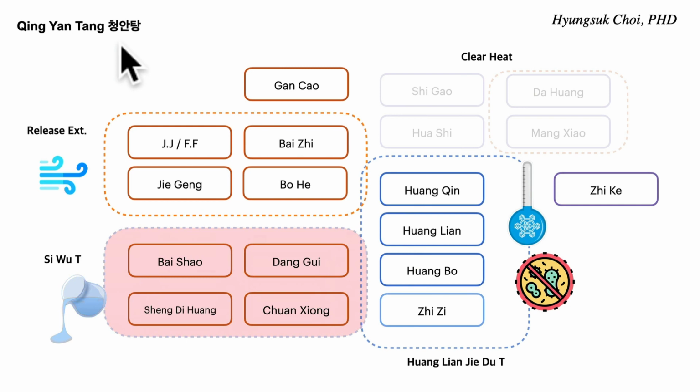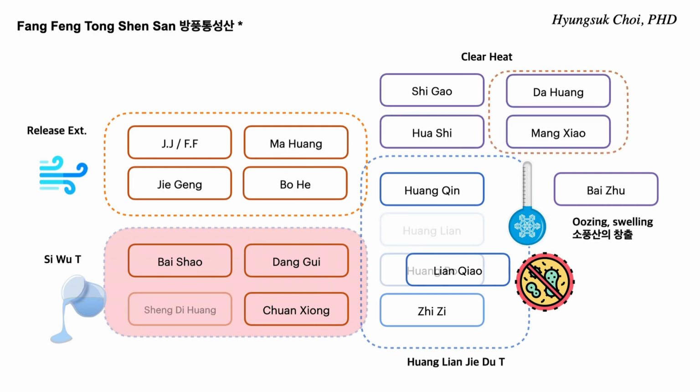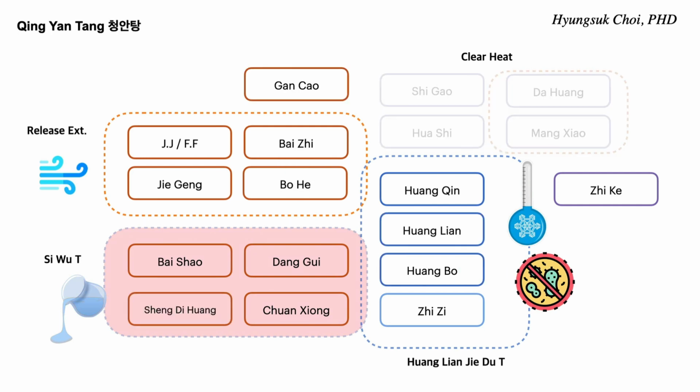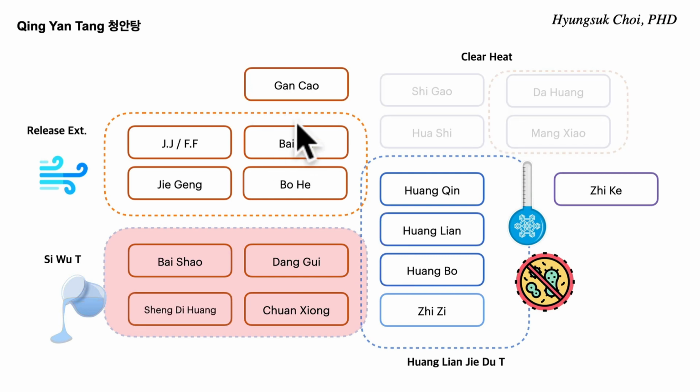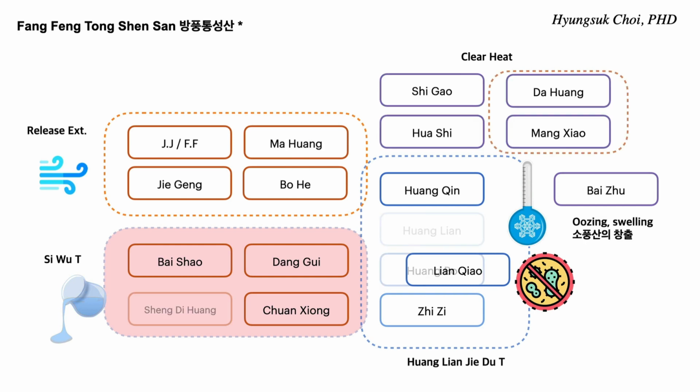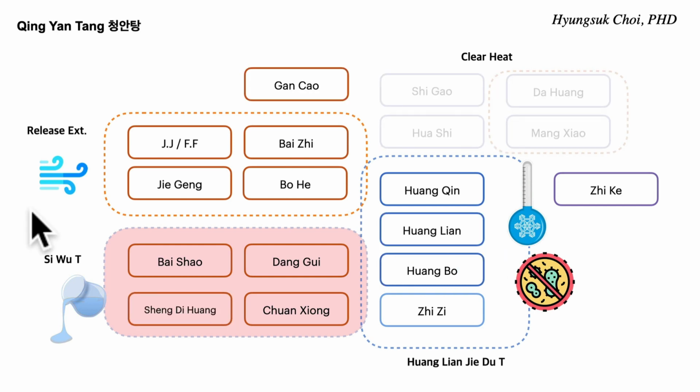First prescription for acne, Qing An Tang, is similar. Jingjie, Fang Feng, Bai Zhi, Bohe. What is the difference? Instead of Ma Huang in Fang Feng Tong Shen San, we used Bai Zhi. And if you see here, Qing An Tang has Shengdi Huang, so it is a more nourishing formula, and clearing heat too, Shengdi Huang. And in Qing An Tang, we have all of Huanglian Jiedu Tang.